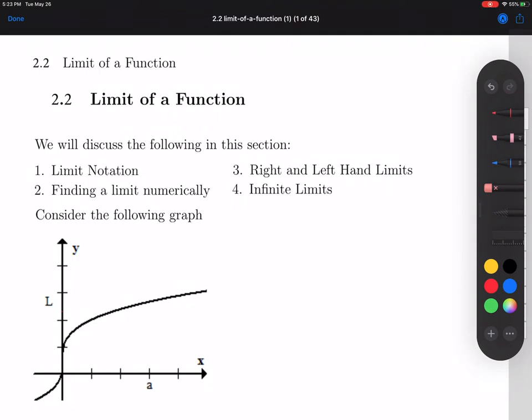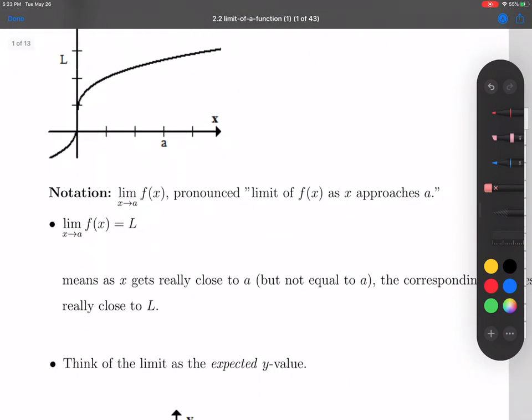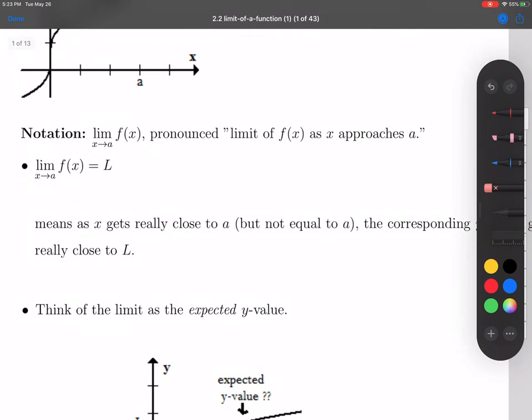So here we go. Second lecture, 2.2, the limit of a function. In this lecture, we're going to talk about limit notation. How do you write these things? Finding a limit numerically, right and left hand limits, and infinite limits. And of course, we're going to discuss what even the heck a limit is, right? Before we get into that, let's just talk about limit notation. How do we write these things?